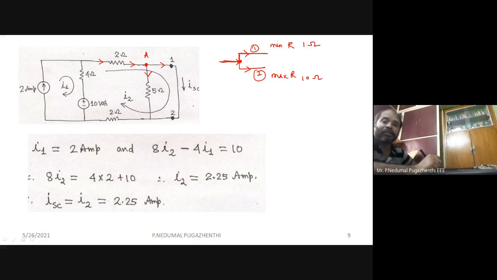Where the current passes through, where the maximum current passes through which branch? Let us say this is first branch and this is second branch. Which is the branch through which maximum current will pass through, whether through the 5 ohm resistor or through the short circuit? Your answers are invited in your chat box, or people can unmute yourself and answer.